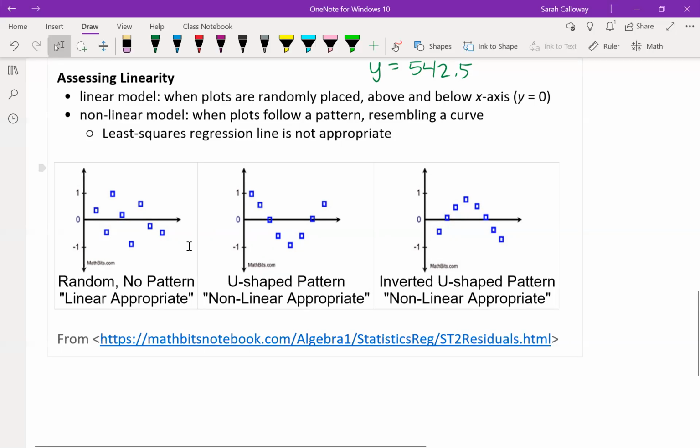So graphing the residuals is another way of being able to tell whether a linear model is good, as compared to the R value, right? The R value in the previous section showed us that if it was close to 1, a linear model was good. And then visually looking at the residuals will tell us in this section.